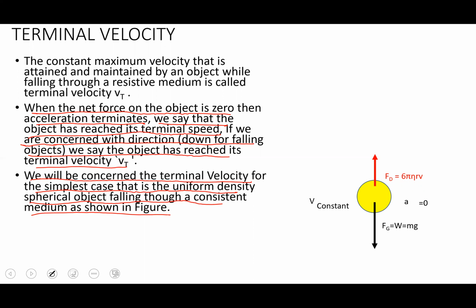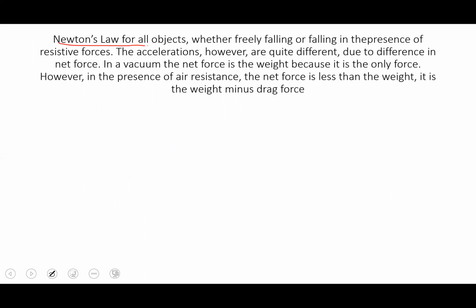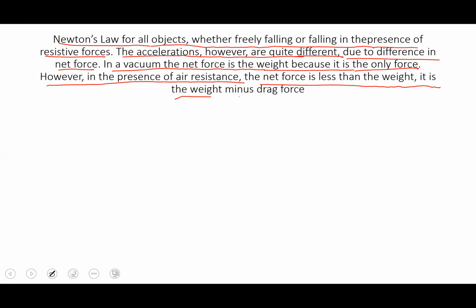In this case, we have shown that the body is falling under the action of gravity in a viscosity of eta, and there is an upward thrust, Fd, which has the value 6 pi eta r Vt. Newton's law applies for all objects, whether freely falling or falling in the presence of a resistive force, but the acceleration is quite different due to the difference in net force. In vacuum, the net force is the weight, because it is the only force present. However, in the presence of air resistance, the net force is less than the weight. It is the weight minus the drag force.